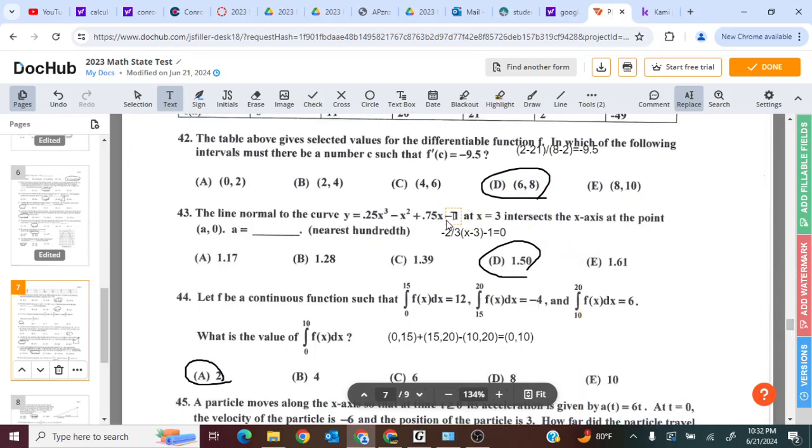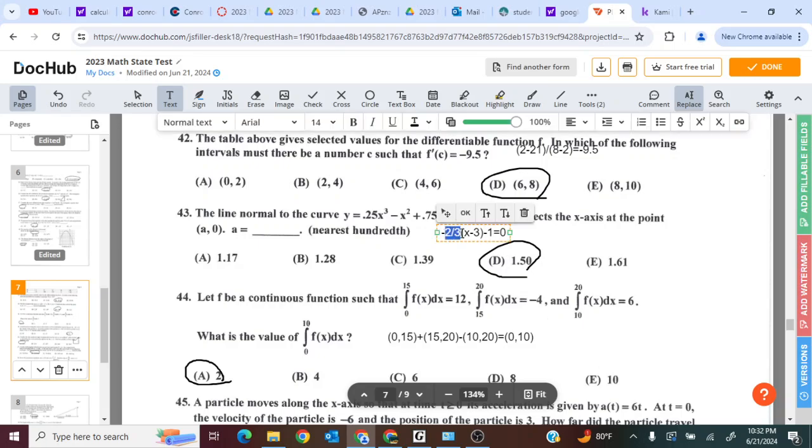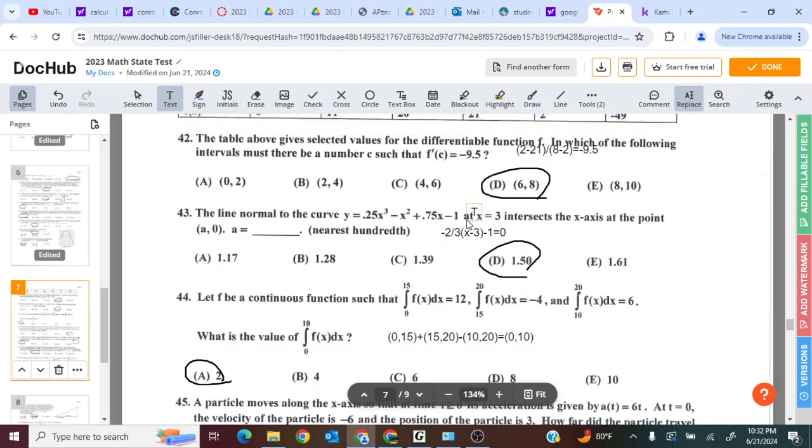The normal to the curve, in other words, a perpendicular to the curve, intersects the x-axis at a point, and you have to figure out what point that is. First, you have to figure out the equation. What's the derivative of this function at x equals 3? It's 3 over 2. For the perpendicular, you take the negative reciprocal, so your slope on the normal line is -2 over 3.